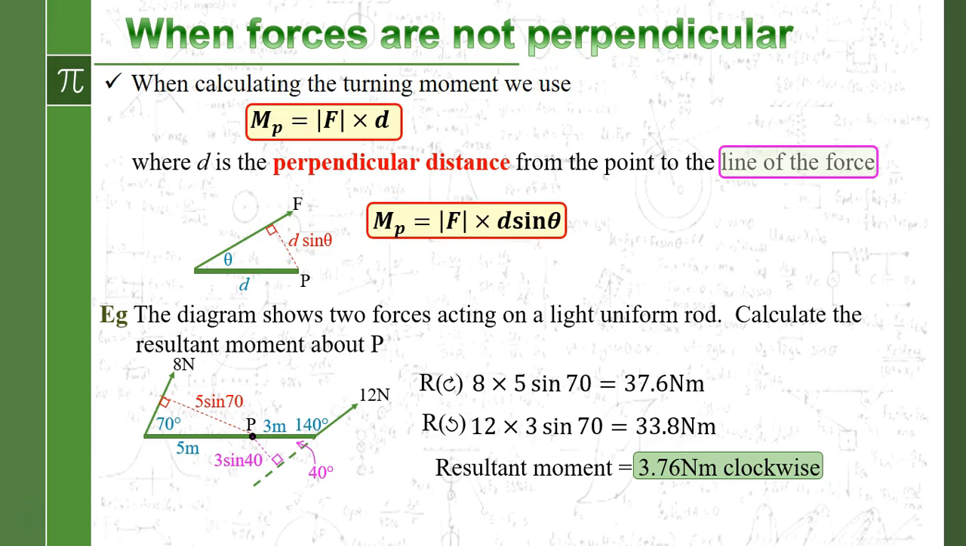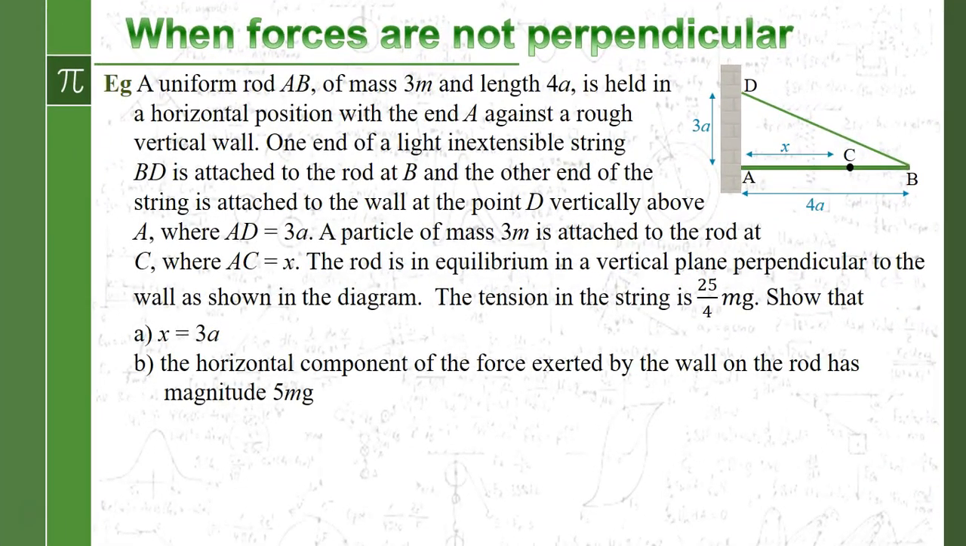Okay, so that's the concept. Let's have a look at an exam style question. So we've got a uniform rod, AB, it's got mass, it's got length, and it's being held against a rough vertical wall. Key idea being that it's rough, so therefore we've got some friction going on there. And you can see from the diagram, that's all explained there. If you want to take a moment to read through, that's fine. We've got the tension in the string, which is 25 over 4 mg.